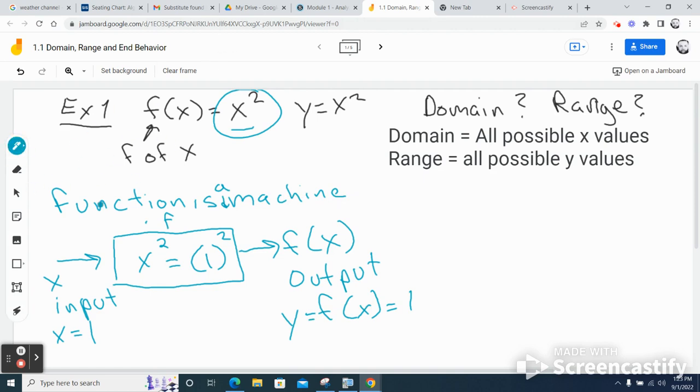So this is the domain. What are all the terms that I could plug in for x? And this side is the range. What are all the output values that I'll get? Okay.